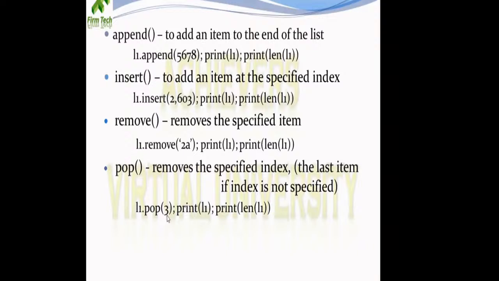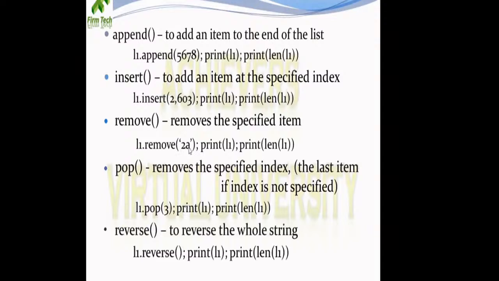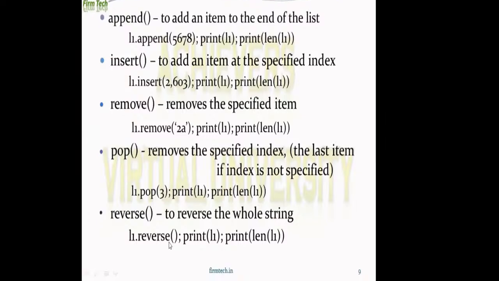And in the pop off method, we will be using the index of the item. So in this pop off 3 means that the item at index number 3 will be removed. And this remove of 2a means the item whose value is equal to 2a will be removed. And to reverse a list, we just use list dot reverse of. It will reverse the whole list. So now we can go to the demonstration part.